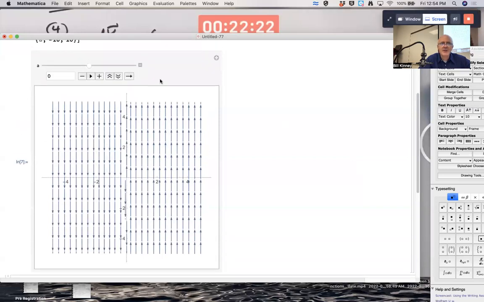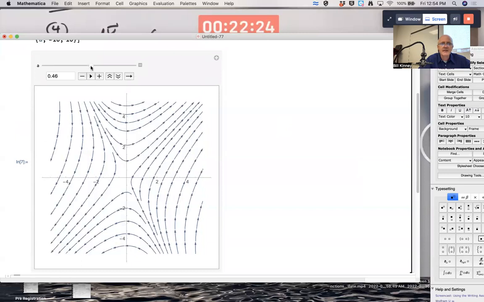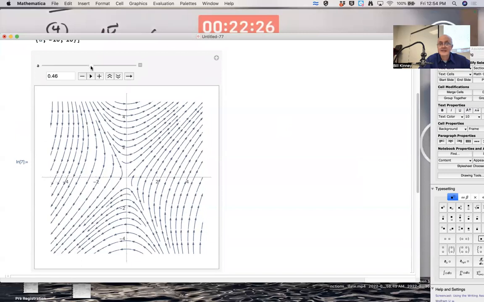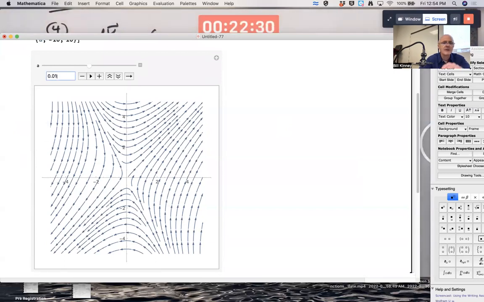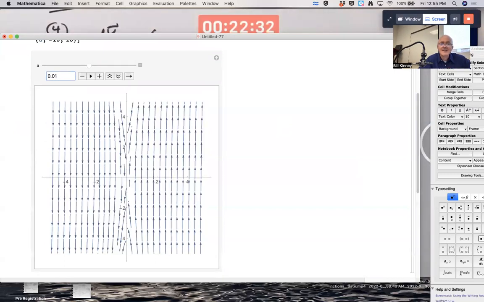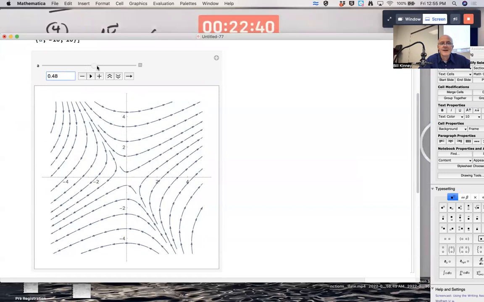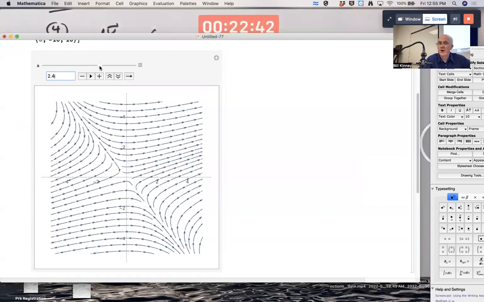Once A is positive, though, even slightly so, the origin becomes a saddle point. Let's see what happens when A is barely positive. You can start to tell it's a saddle point even when A is 0.01. And it becomes a much stronger saddle point, so to speak, when A is bigger than zero. Significantly bigger than zero.